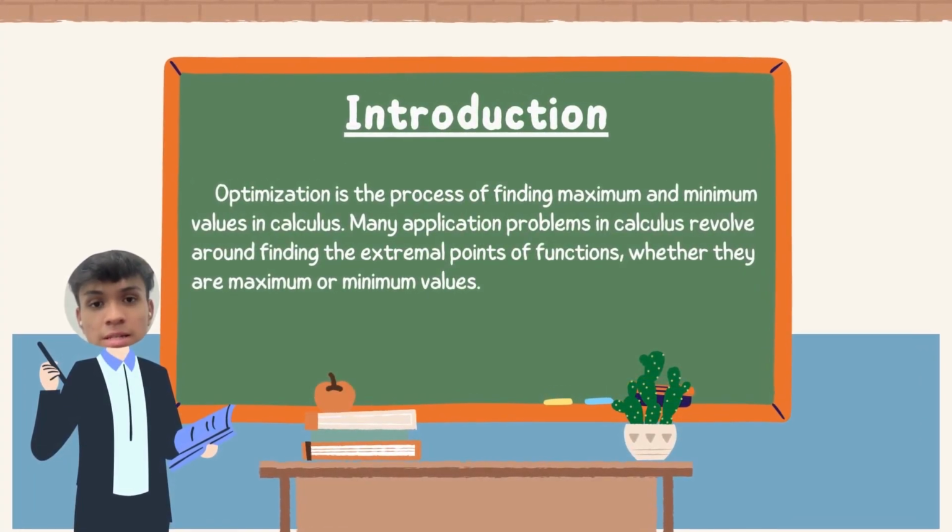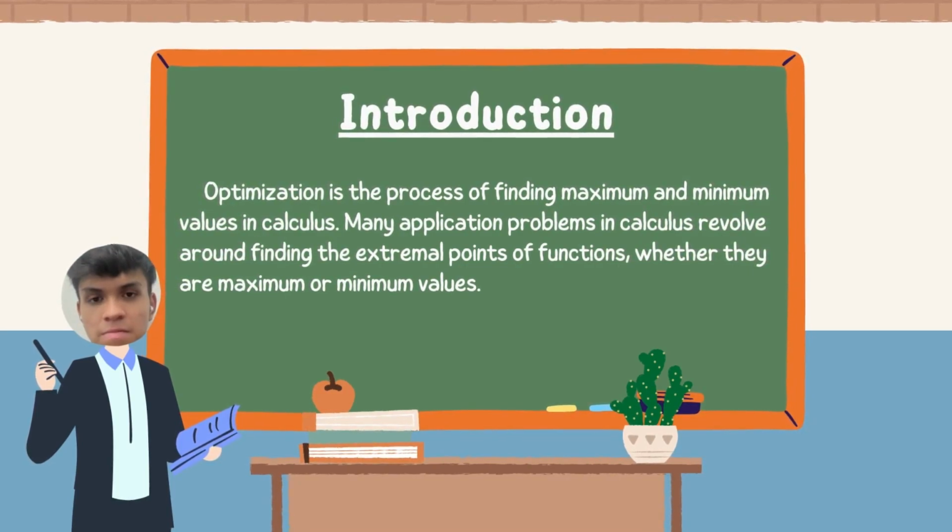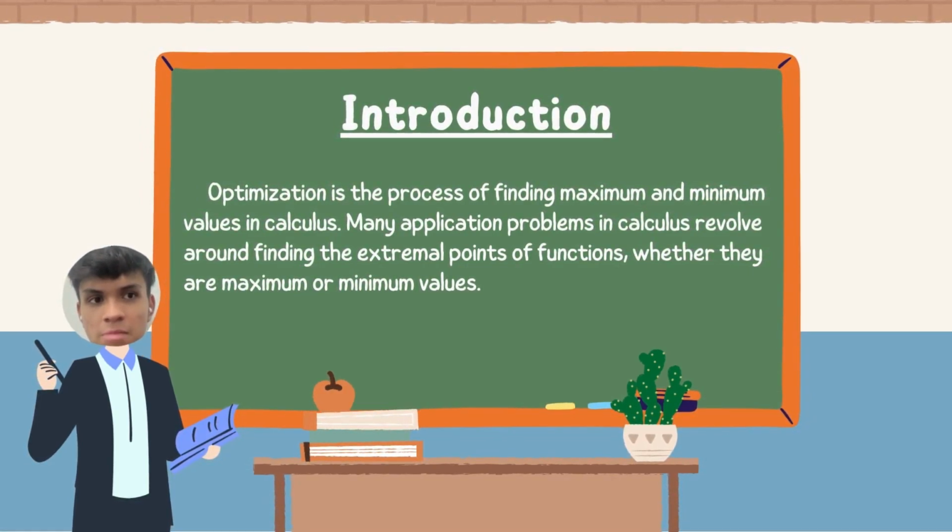So what is applied maximum and minimum? Optimization is the process of finding maximum and minimum values in calculus. Many application problems in calculus revolve around finding the extreme points of functions, whether they are maximum or minimum values.